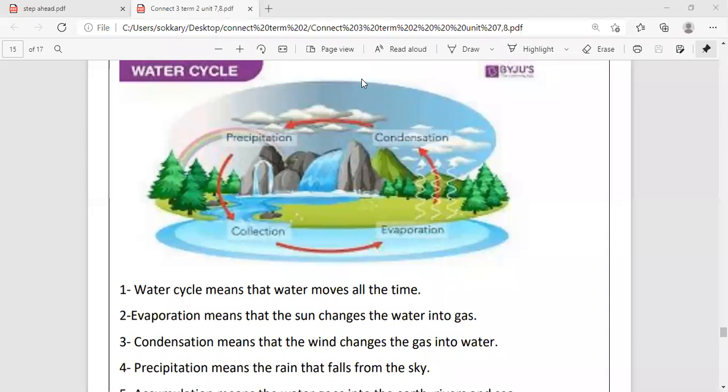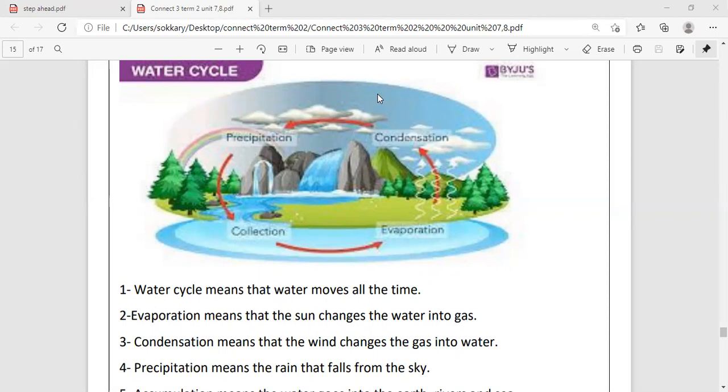Ahmed Mustafa. Is water stable or moving? Is water moving all the time or water isn't moving all the time? Moving all the time. Yes, water is moving all the time. Thank you, Ahmed Mustafa. Anas Abdurrahman. When water moves all the time, do we call it water wheel or water cycle? Water cycle. Water cycle, excellent.